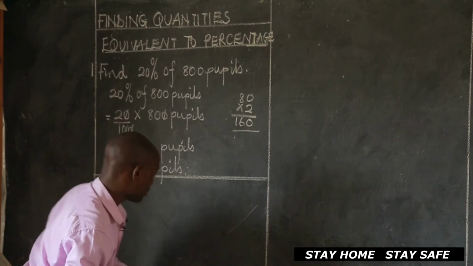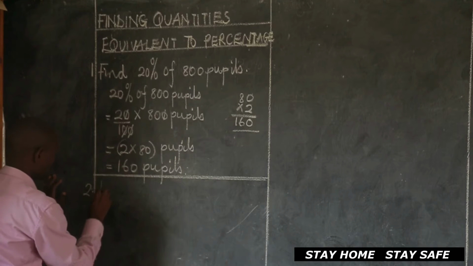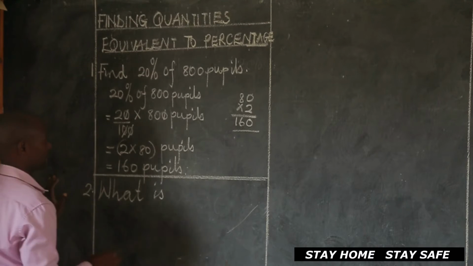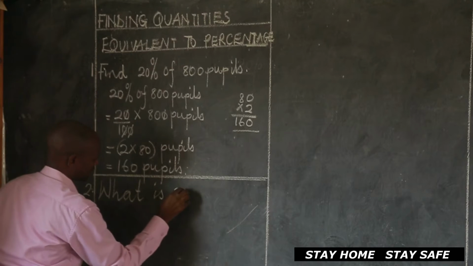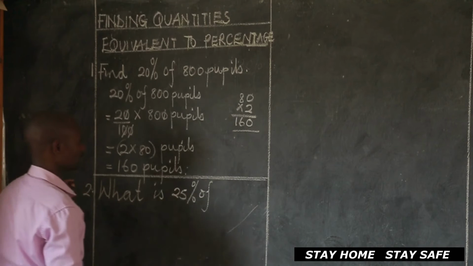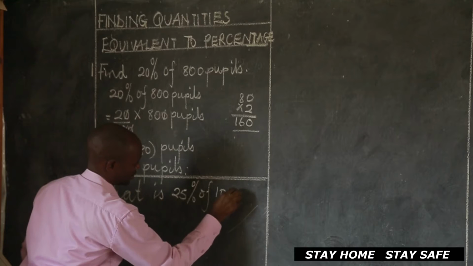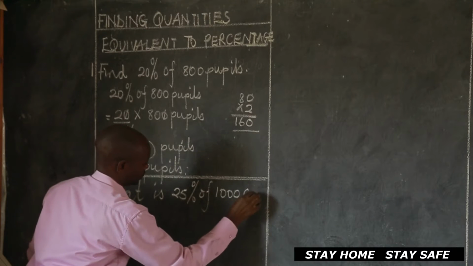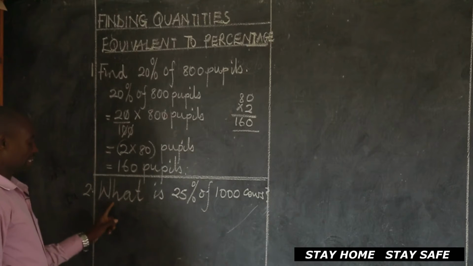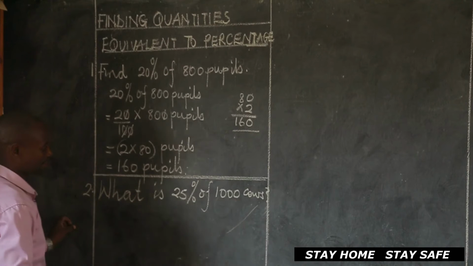Let's have another example. Number 2. What is 25% of 1,000 cows? Question mark. What is 25% of 1,000?